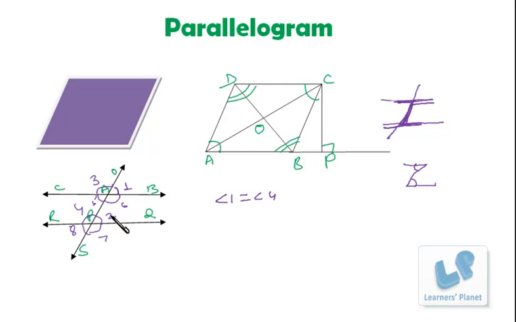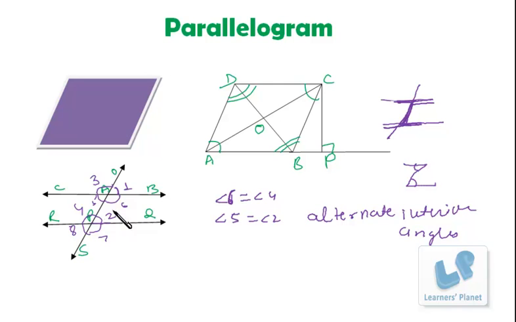Similarly, angle 6 will be equal to angle 4. This angle is equal to this angle. Similarly, we can see a shape of Z over here. So angle 5 will be equal to angle 2, and we call them alternate interior angles. Okay. Now, apart from that, angle 2 plus angle 6 will be 180 degree.